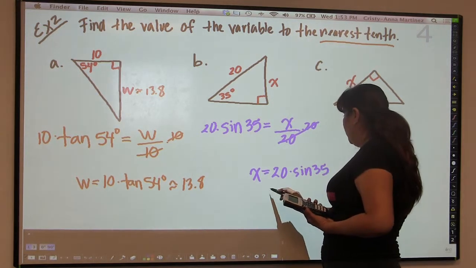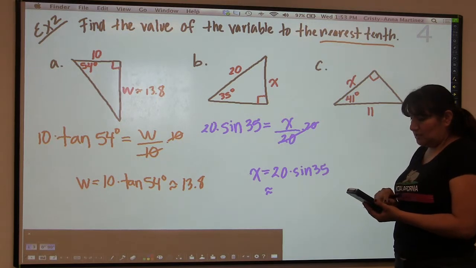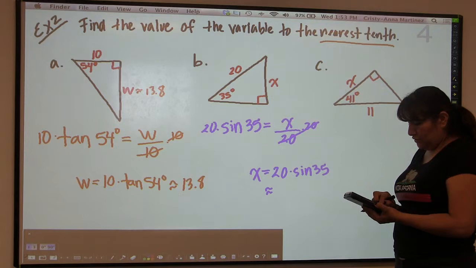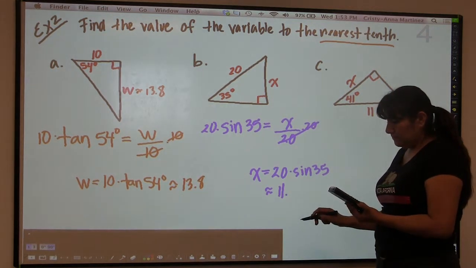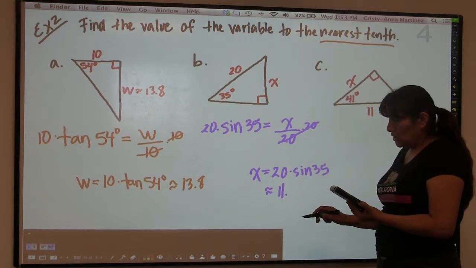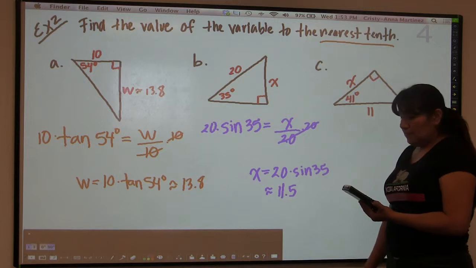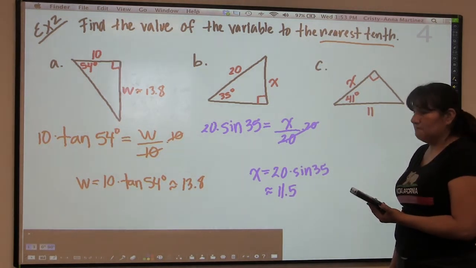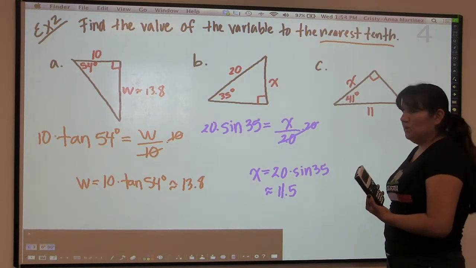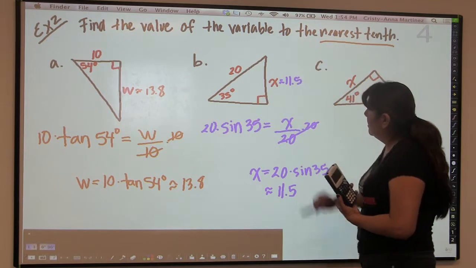Since we're already in degree mode, we don't have to change it again. But this time we're going to go 20, and instead of pushing the tangent button, we're going to push the sine button and put 35 in there. And we get, anybody? Not 1. 11.5, right? Did you type it in right? 20 times, okay. You should have gotten 11.5. So this is roughly 11.5.